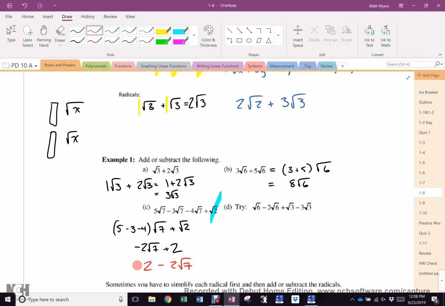So you do D. What's D? I do not care. You have practiced enough. For these simple ones, you should all be able to tell me the answer to D in your heads. Negative root 6 minus 2 root 3, because it is 1 minus 3.